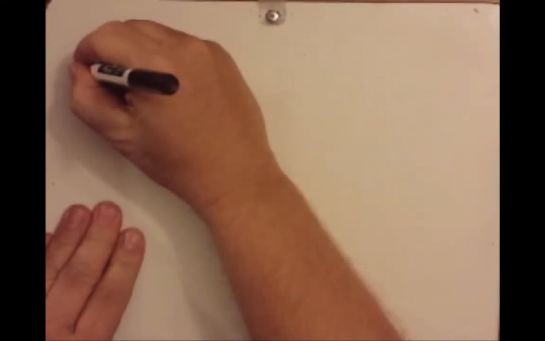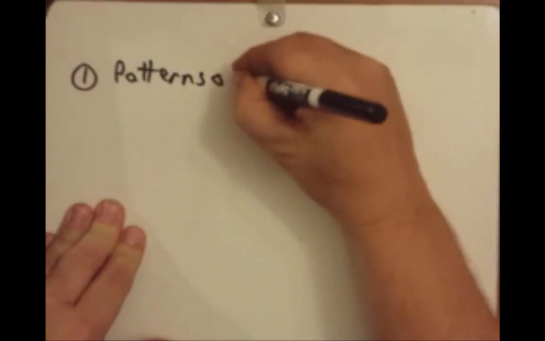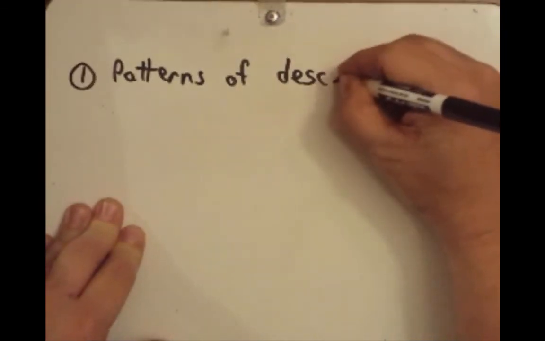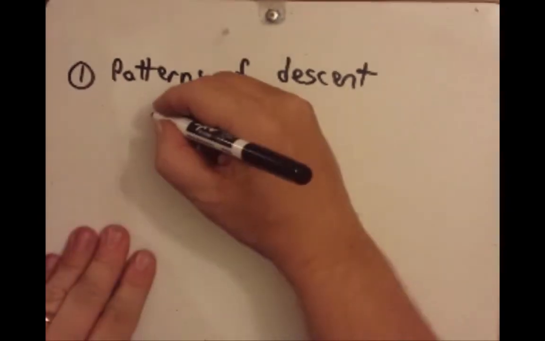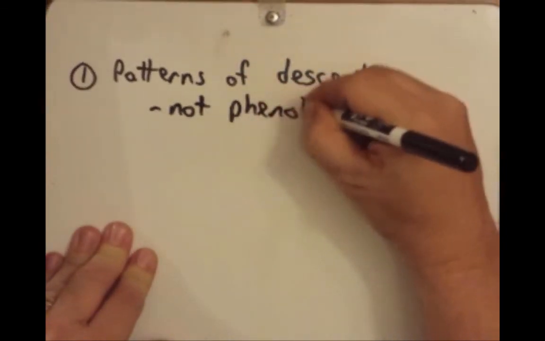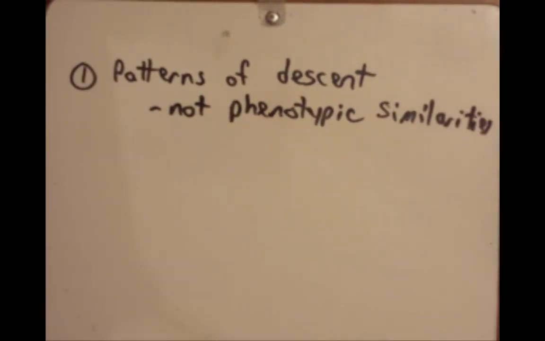The first thing we need to remember is that they show what we might call patterns of descent. They don't show phenotypic similarities. For instance, a bird and a lizard don't necessarily share many of the phenotypic similarities we might expect to see. But we know that their patterns of descent share a very close common ancestor.